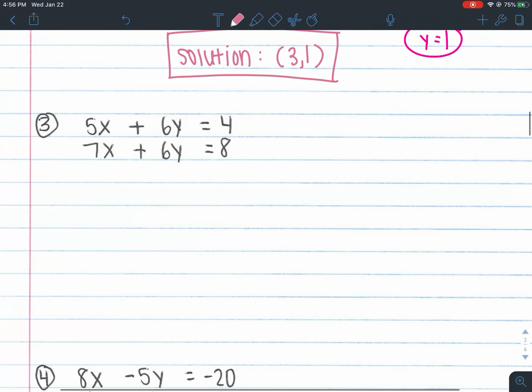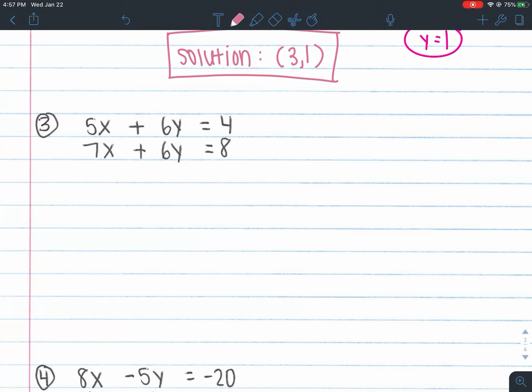Yeah, okay. Number 3. Now, before you do anything, you check, is it in standard form? Yes, because sometimes it's not, right? So if it's not, we're going to have to move it. Excuse me. So let's check next. We're looking for the same number with opposite sign. Do I have the same number on a variable? Because I can either eliminate x or I can eliminate y.